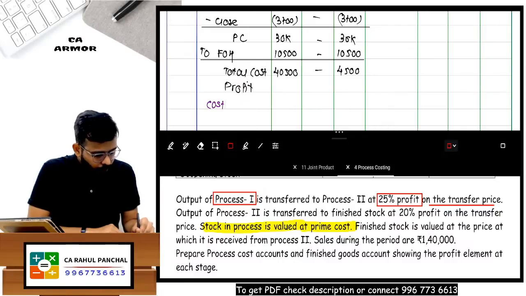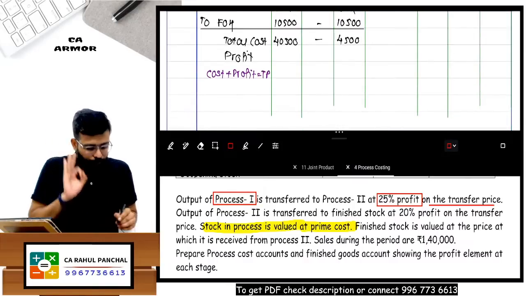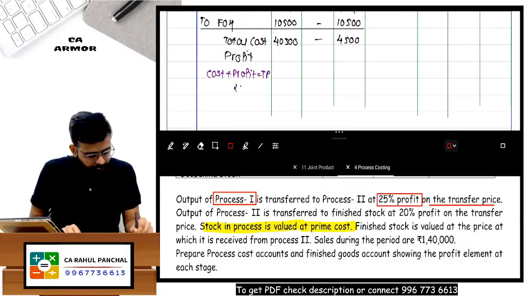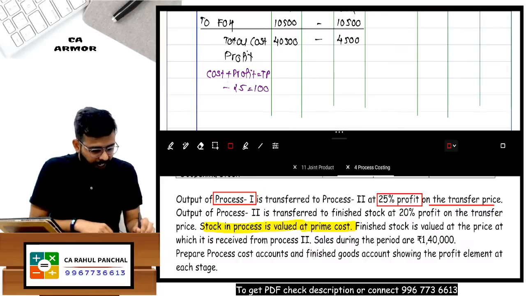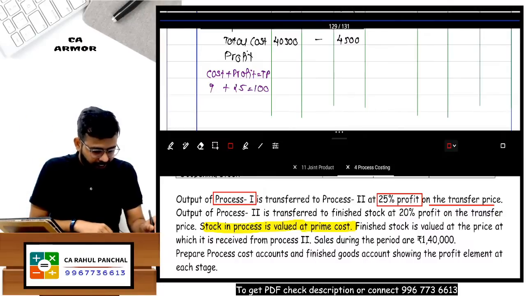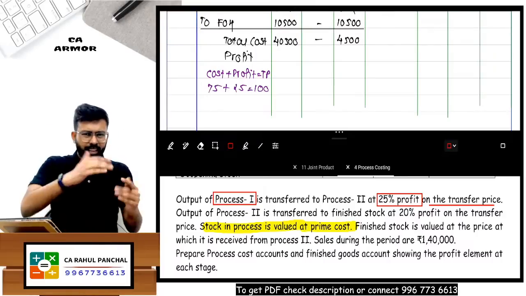Cost plus profit will give you the transfer price, that is the price at which you will transfer, and it is specifically mentioned that profit is 25% on the transfer price. It means if transfer price is 100, your profit is 25 and you will get cost of 75. Yes sir, understandable, reverse working, that is okay.